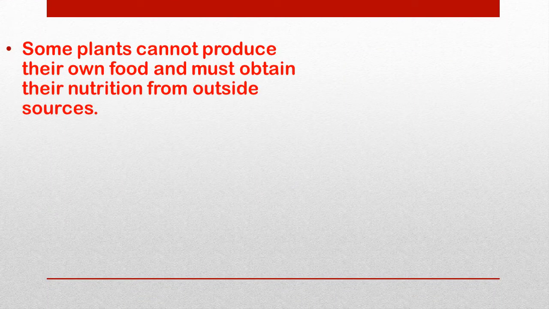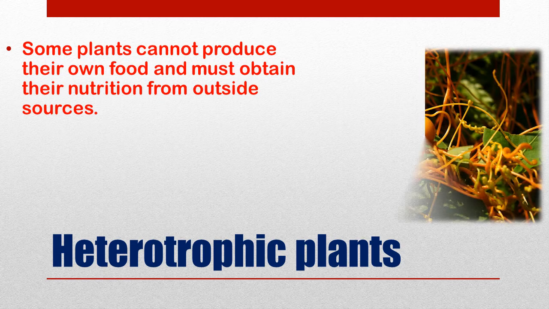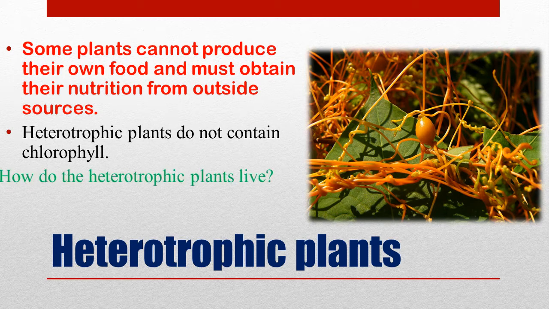Alright, students, some plants cannot produce their own food and must obtain their nutrition from outside, and such plants are called heterotrophic plants. Now, these plants do not produce their food, that means they cannot perform the process of photosynthesis. Why? Because heterotrophic plants do not contain chlorophyll. As these plants do not contain chlorophyll, they do not perform photosynthesis.